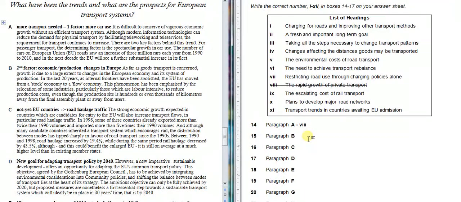B, second factor, economic and production changes in Europe. Economic and production changes? I see changes here. Is it affecting the distances goods may be transported? Oh, I see relocation of some industries. Production site is hundreds or even thousands of kilometers away. Okay, so changes led us to this, and we were able to quickly scan and make sure that it's about distances. So, good. 4.